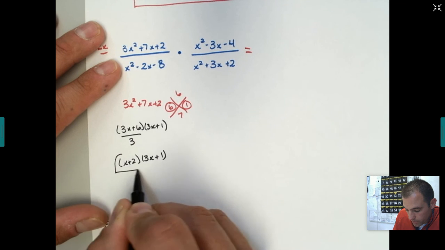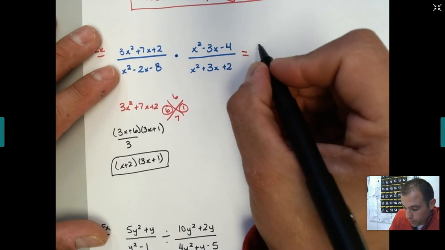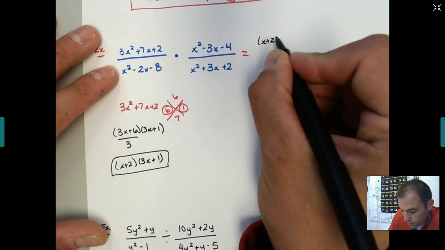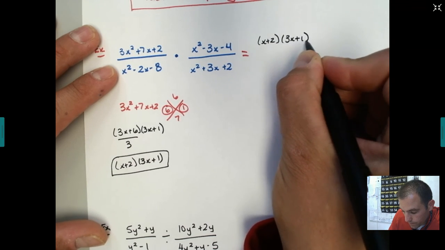So I factored the top left side of the equation. And I'm going to write that up here. So that gave me x plus 2, 3x plus 1.